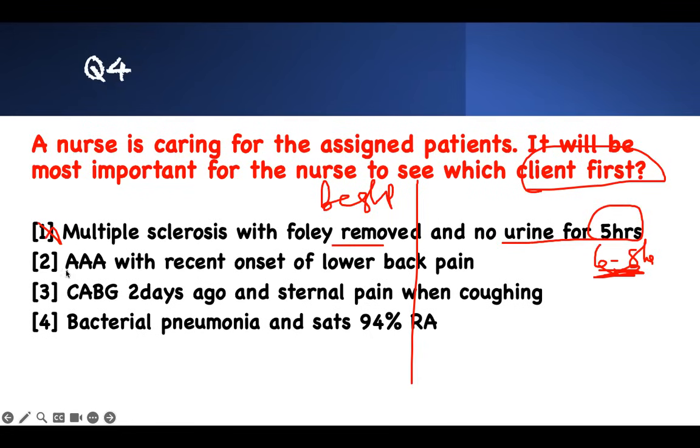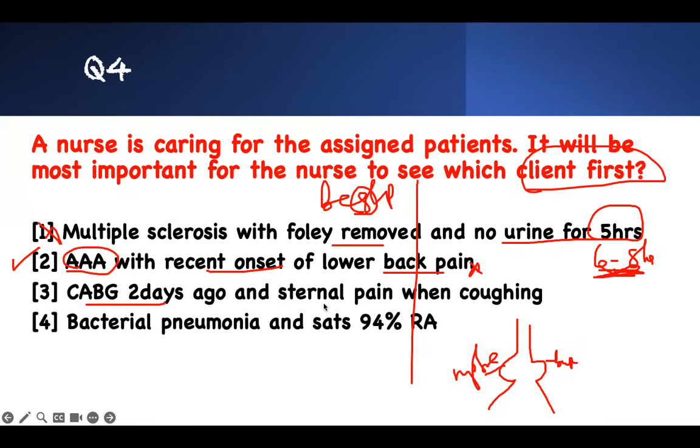Abdominal aortic aneurysm with recent onset of back pain. Oh my God. If you have this aneurysm sitting there in your back and you have back pain, that means you may have a rupture. This patient is in trouble. We've got to see him. It's the B in B-sharp, that is shock. This patient is going to be in shock if you don't do anything.